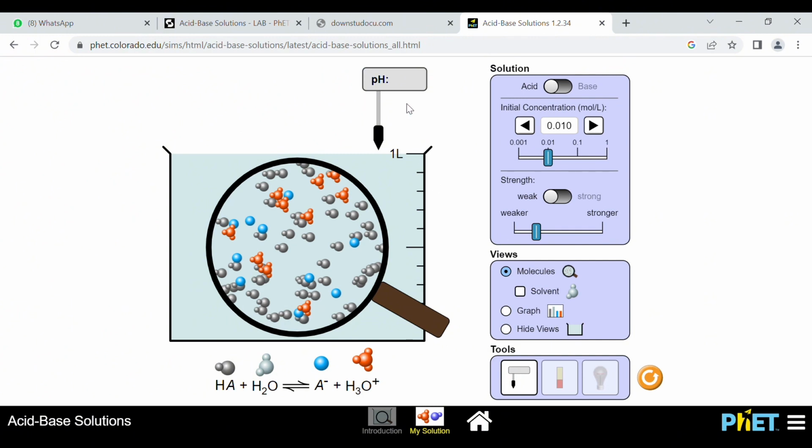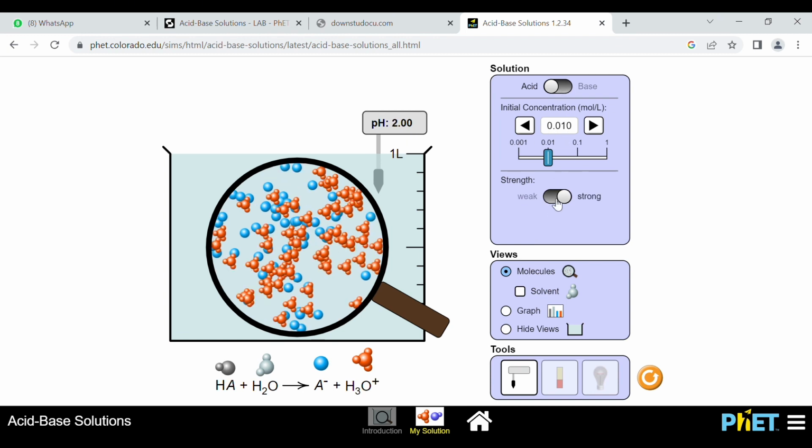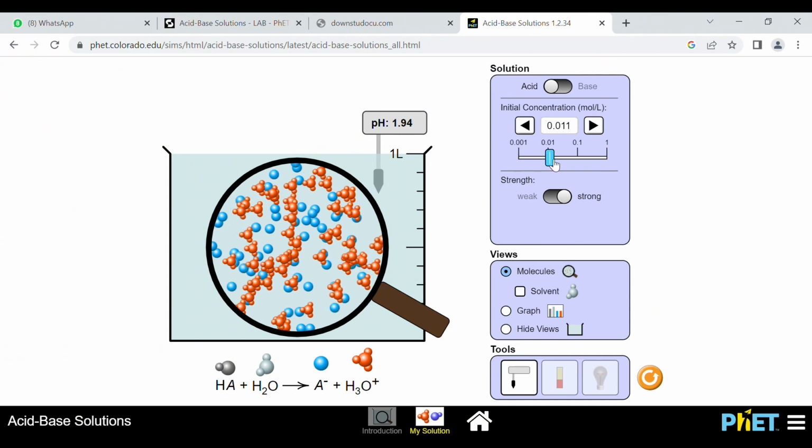So first I choose the pH meter as my tool. As you can see at the solution, I choose strong acid, and then I change the initial concentration from 0.001 to 0.01, and then 0.1, and then 1. We can see at the pH meter, the pH is changing when the initial concentration changes. So as the concentration increases, the pH will decrease.